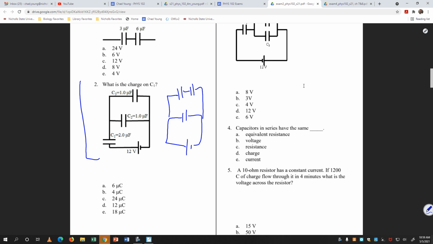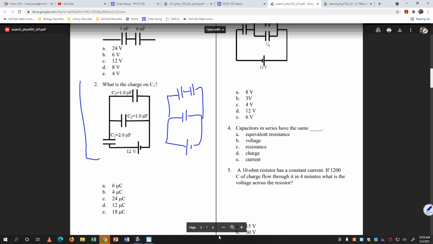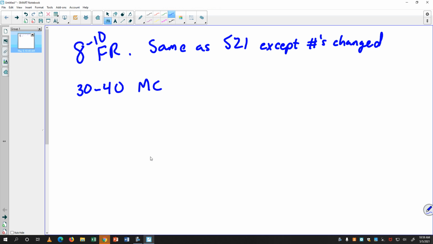Is everybody clear on how I'm making the final? The length, as I said, is going to be 8 to 10 free-response questions, where you'll be able to get full or half credit, and then 30 to 40 multiple choice. Probably more to the low end of that, 30 to 35. Any questions about it?